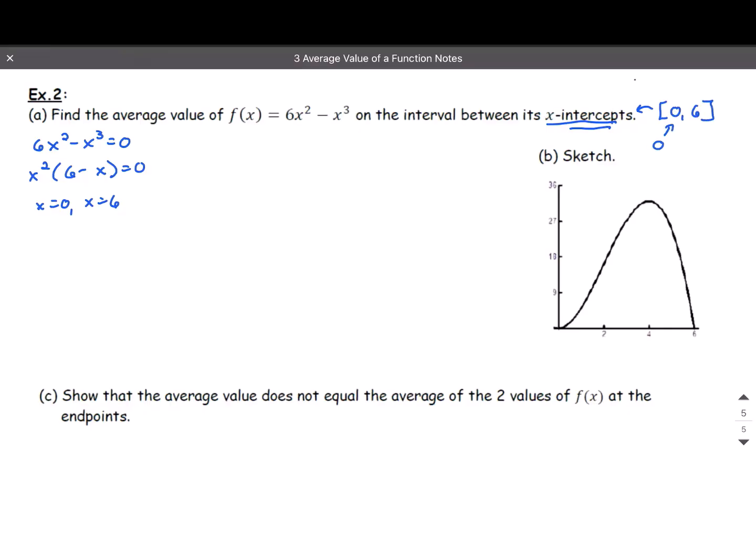So my a is 0 and my b is 6. So my average value of f is 1 over 6 minus 0 times the integral from 0 to 6 of 6x squared minus x cubed dx equals 1 over 6. Now we're going to go to our TI-Nspire, and we're going to get that value, okay?